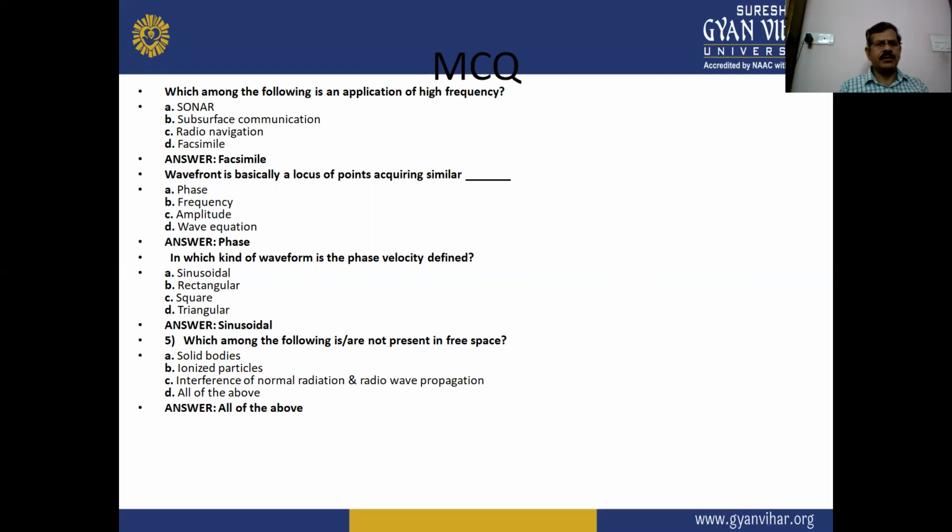In the next question, a wavefront is basically a locus of points acquiring similar: A, phase; B, frequency; C, amplitude; D, wave equations. So a wavefront is basically a locus of points acquiring similar phase. So here the correct answer is option A. In the next question, in which kind of waveform is the phase velocity defined? Option A, sinusoidal. Option B, rectangular. Option C, square. Option D, triangular. So here the correct answer is A, sinusoidal.